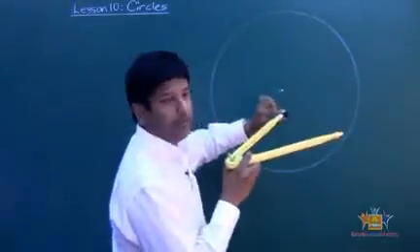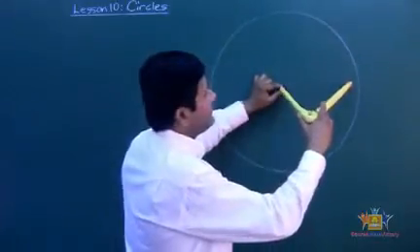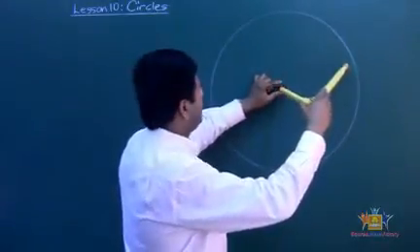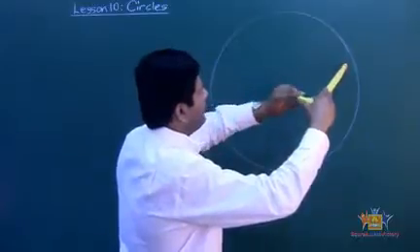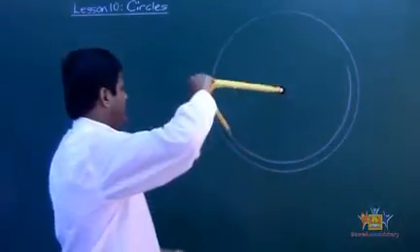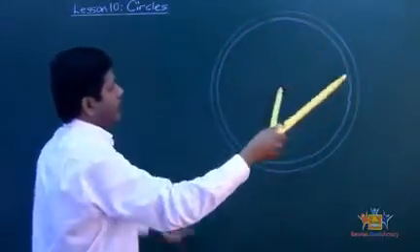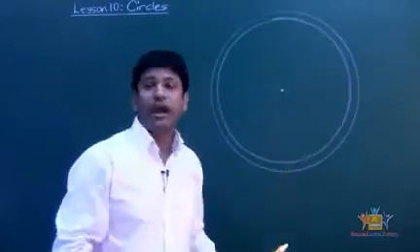Put the sharp part on the center point that you already marked, and then do what? Exactly, you're right, and then just rotate it. There you go. Just rotate it, and that's the circle that has the diameter of 5 centimeters.